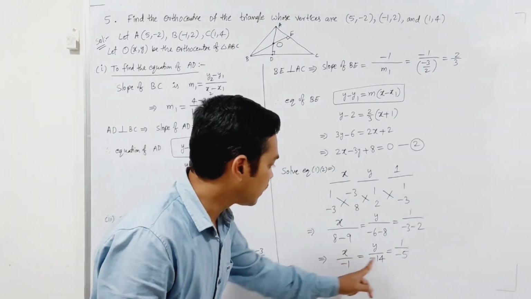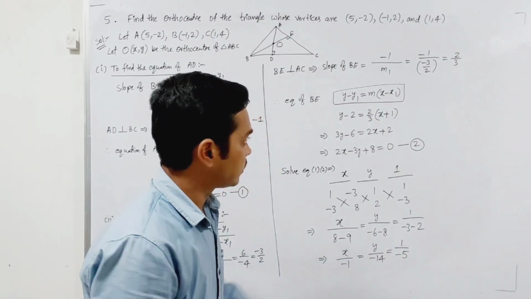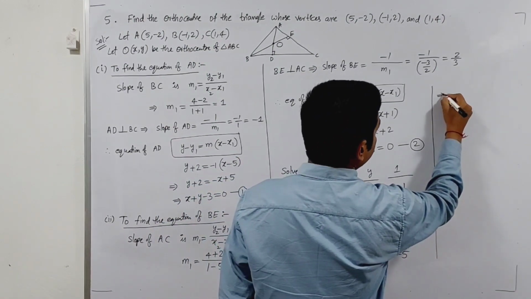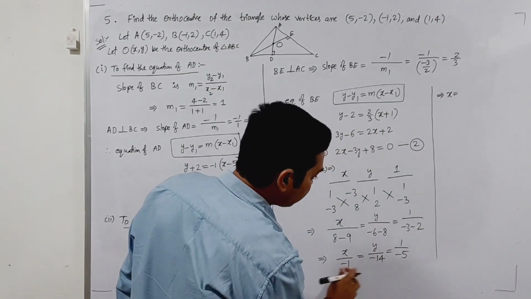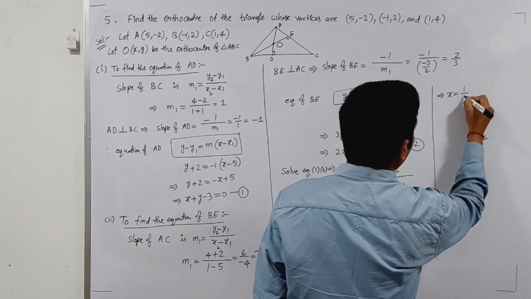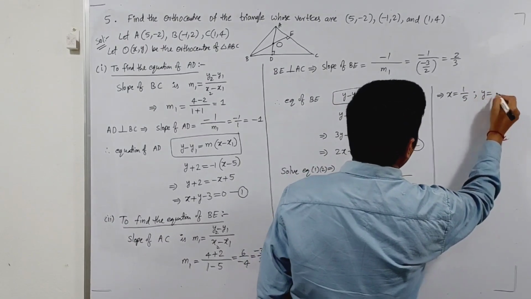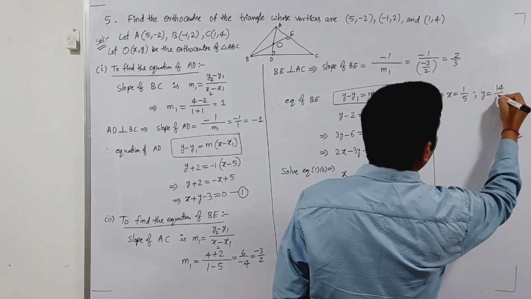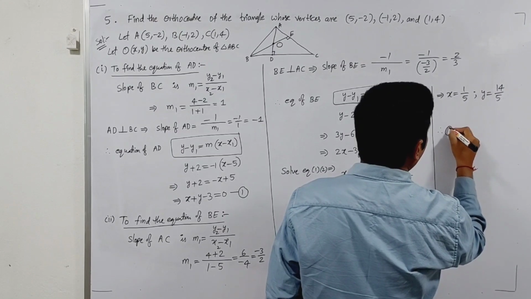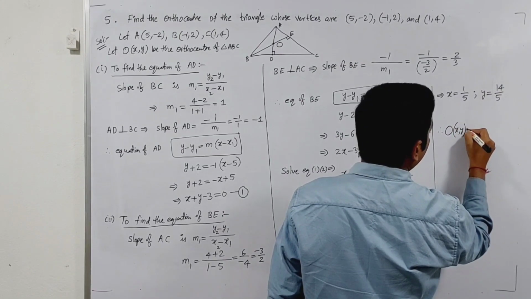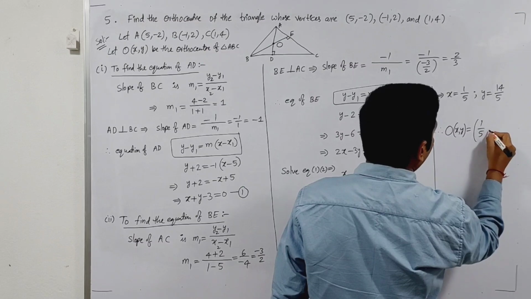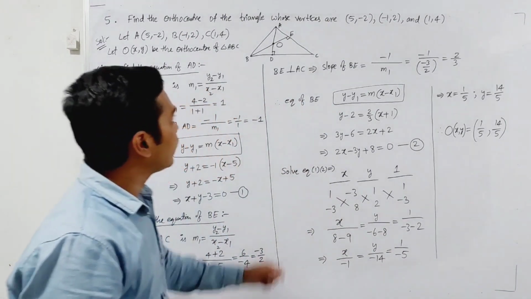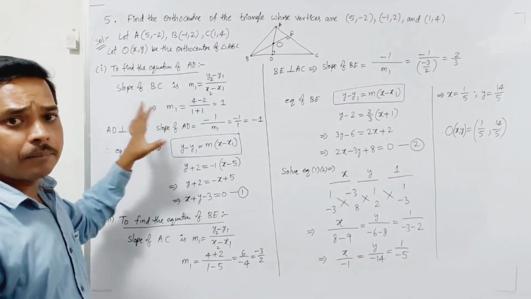Now equate the first and last terms, and the second and last terms. We get the x value and y value. That implies x is equal to minus 1 by minus 5, that is 1 by 5. Y is equal to minus 14 by minus 5, that is 14 by 5. Therefore, the orthocenter x comma y is equal to 1 by 5 comma 14 by 5. This is the orthocenter of the given triangle by using the second method.